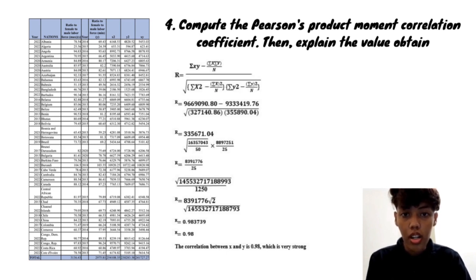We talk about the Pearson product moment correlation and coefficient of determination, and we are going to use the following formula to determine the correlation and coefficient of determination. This data is used to calculate the correlation and coefficient of determination. After calculating the correlation in 40 data points, we found the correlation between the maximum female to male labor force ratio and the minimum female to male labor force ratio is 0.98, indicating a very strong relationship.